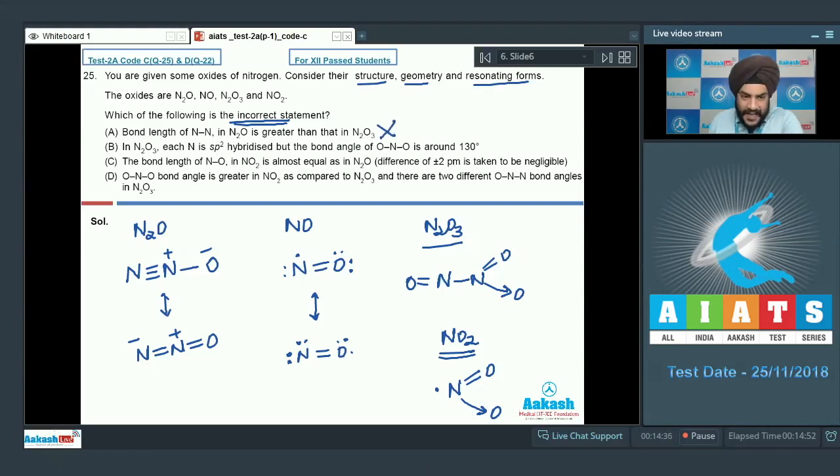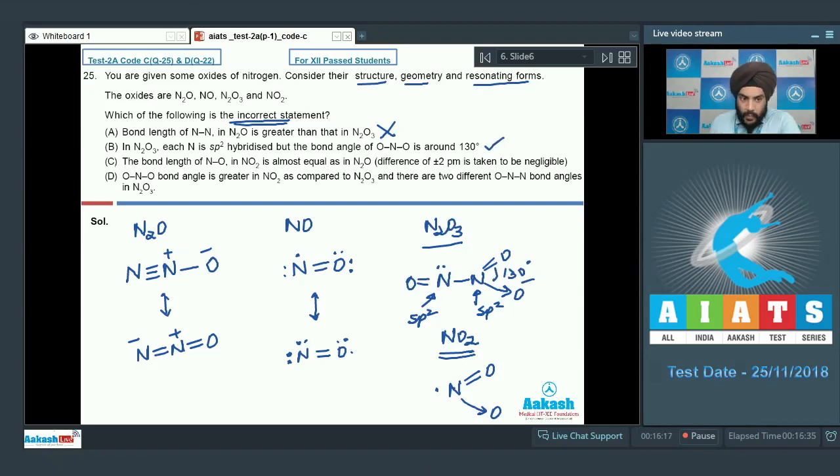Let us look at statement B now. In N2O3, each nitrogen is sp2 hybridized, but the bond angle of O and O is around 130 degree. Students, this statement is correct. The nitrogens are both sp2 hybridized and the O and O bond angle is around 130 degree.